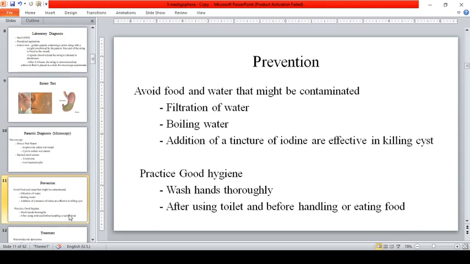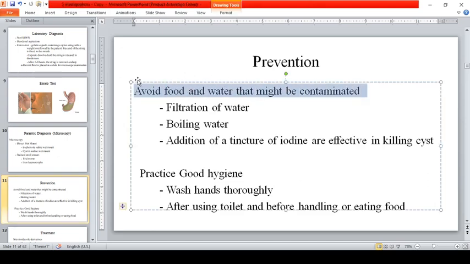Prevention. Okay? Avoid food and water that might be contaminated. Pero mahirap kasi to, di ba? Kasi we Filipinos, we love to eat anywhere, sa may kanto, sa may tusok-tusok. Okay? So, filtration of water also, para matanggal yung mga parasites, as well as bacteria.